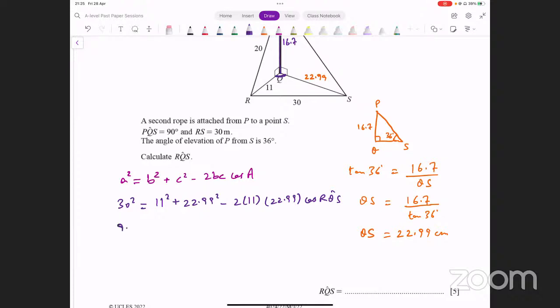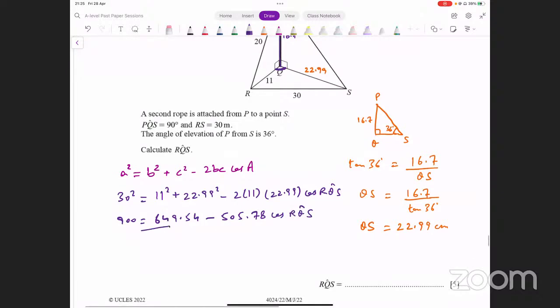30 squared will be 900. On the right side, 11 squared plus 22.99 squared, evaluate this. This is 649.54 minus, multiply 22 into 22.99, that is 505.78 into cos of RQS.